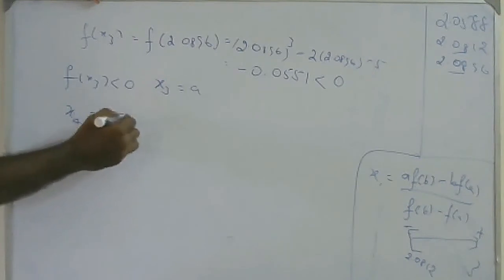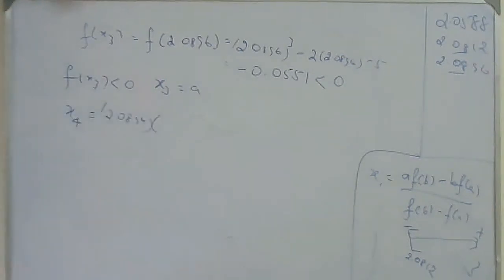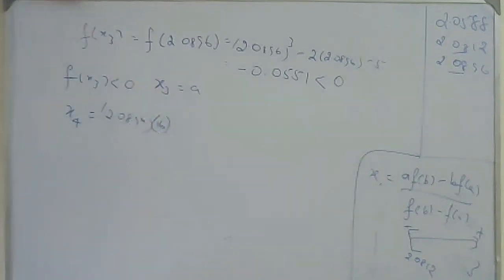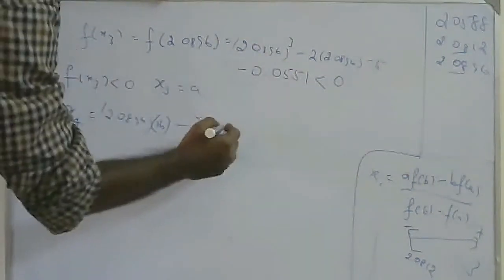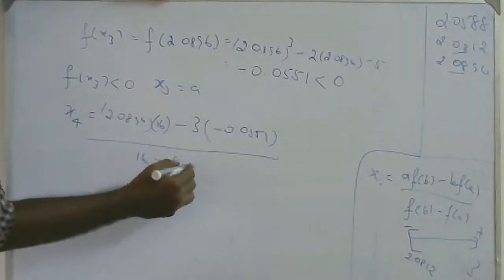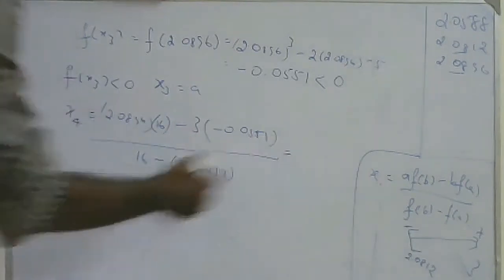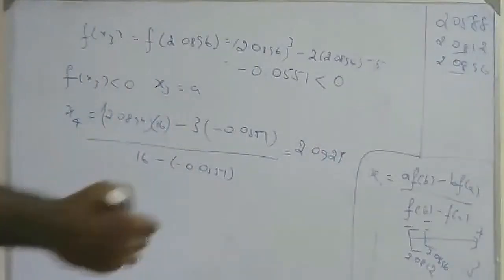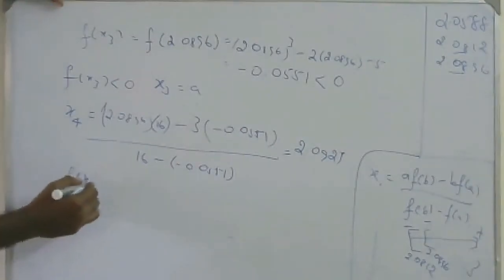So 2.0896 into f of b, and f of b is 16. So it is 16 minus 3 into f of a. f of a is minus 0.0551, divided by 16 minus of minus 0.0551. What's the value of this? Yes, I'm getting 2.0927. Good.